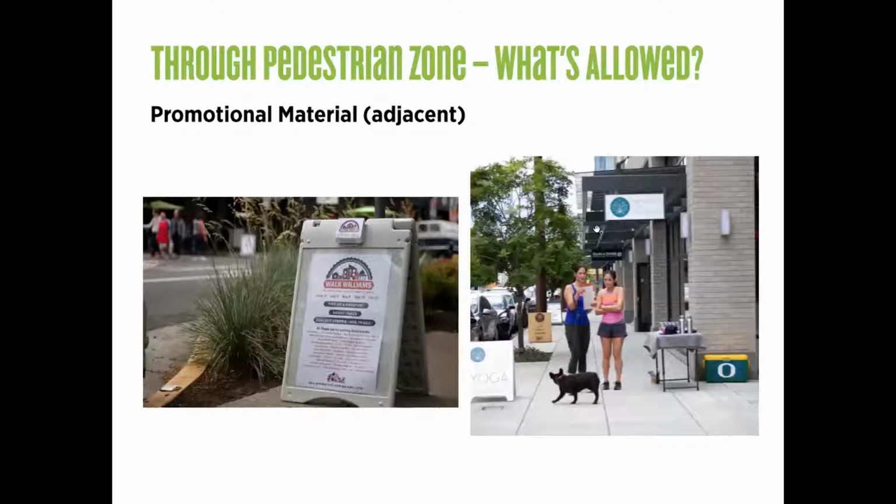You can also put promotional material adjacent to the through pedestrian zone. So an A-frame sign, for instance, can go in the furnishing zone, with a permit, of course. This example on the left is from an event that used to happen on North Williams called Walk Williams, and they've got an A-frame sign with the event information and then a little holder at the top of the A-frame sign with a map of the district that has a list of all the different businesses in the district. And on the right is, I believe, a yoga studio that has a table in their frontage zone with some promotional swag for passersby.